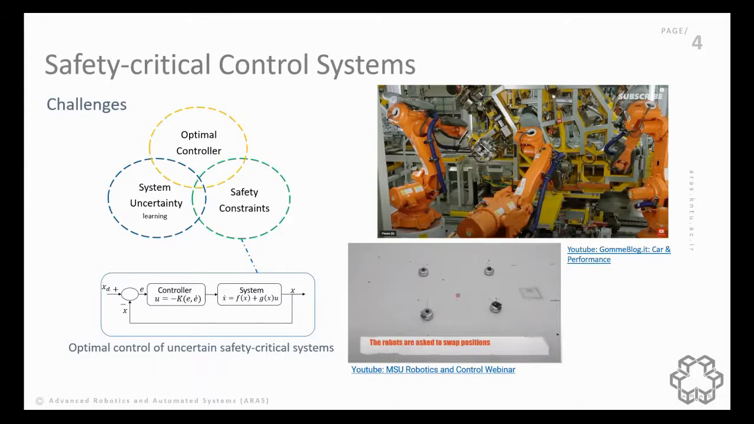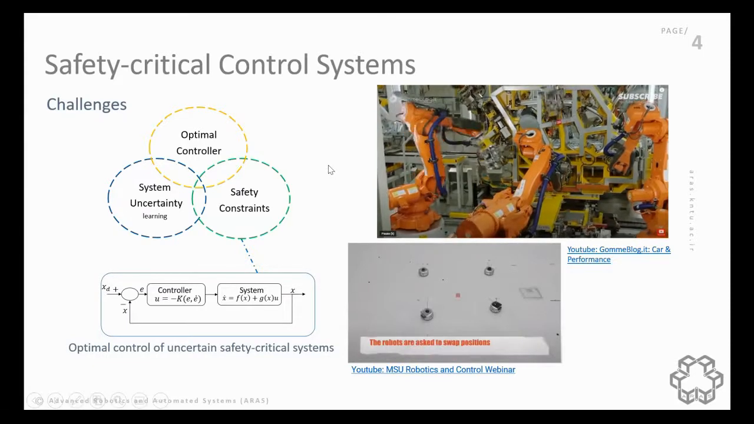But depending on the application, we might face further challenges. One of them is when the system is safety critical and we have safety constraints. And when we say safety constraints, in the simplest form, they are control and state constraints. It might be the limitation of the system itself, like the saturation of actuators, or other constraints imposed by the environment.